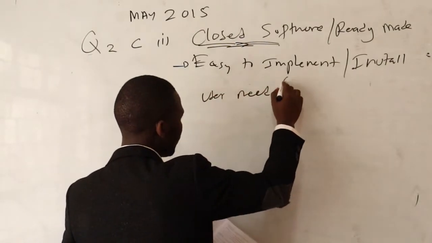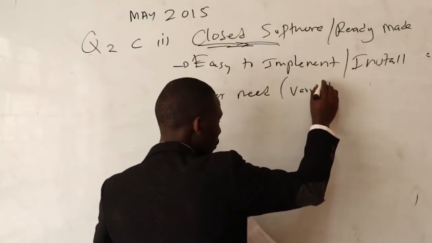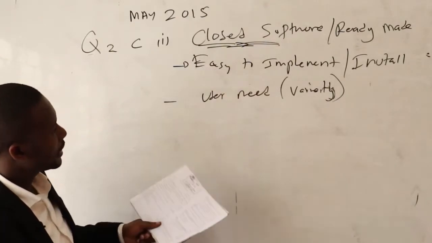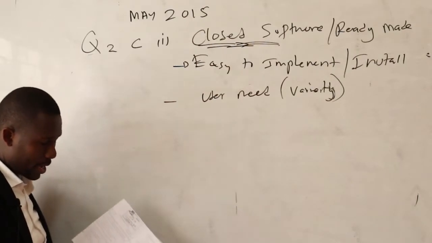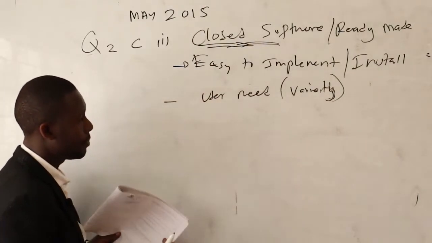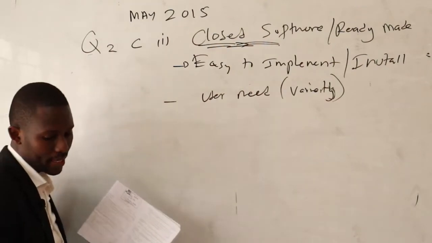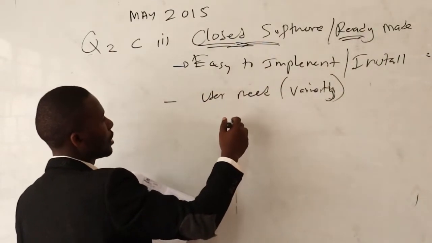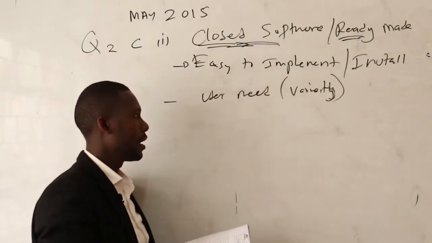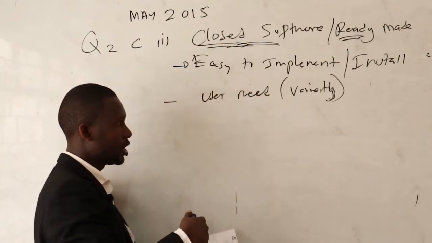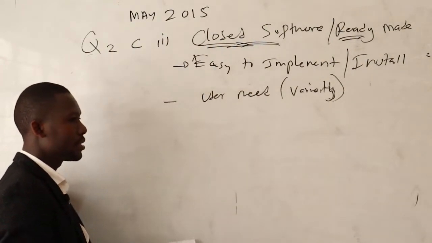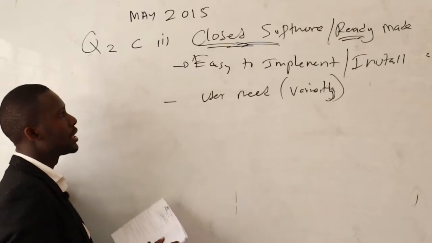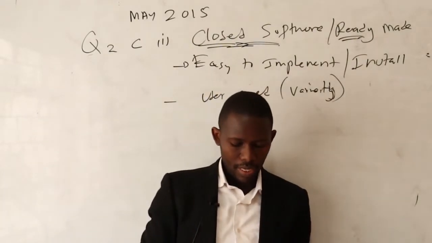So it can meet a variety of users' needs. Meaning that most of these closed softwares, because they have been tested by so many companies and by several parties, can be applied in a number of areas. Like most ready-made softwares, for example, you can use a spreadsheet to do a variety of tasks, either to manage a shop, to keep records of students, to keep records of maybe residential tenants and so on. So it can be applied in different areas.